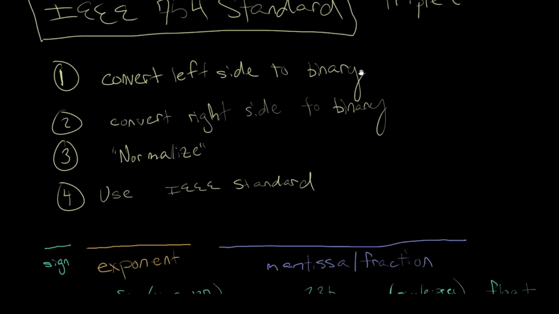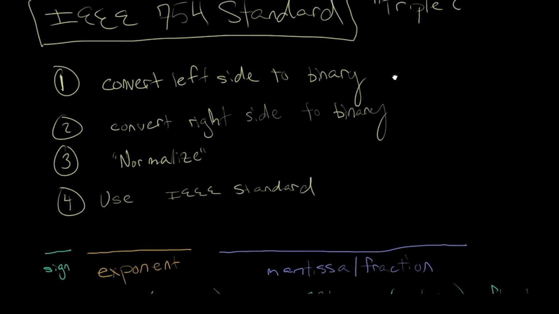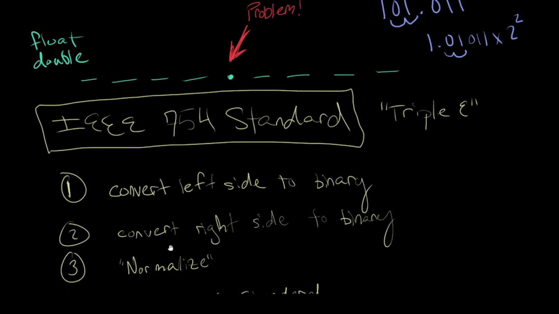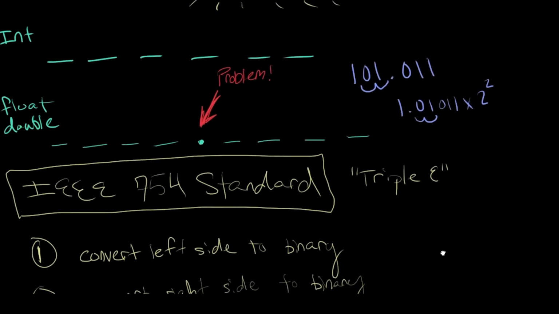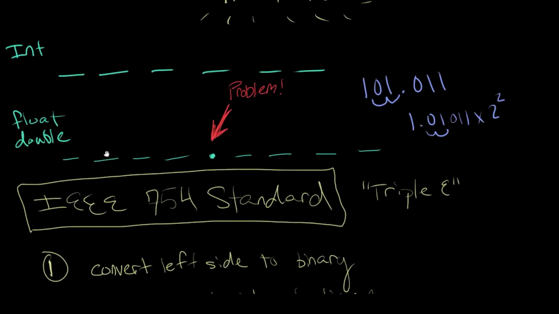So there are a few steps to actually converting the decimal number into a binary number. We convert the left side of the decimal into binary, so this side. Then we convert the right side into binary. And then we do what's called normalizing. So I have an example here. Say after we have our binary numbers of the left and right hand side, we do this thing called normalizing. That's just moving the decimal place so that there's only one number to the left of it.